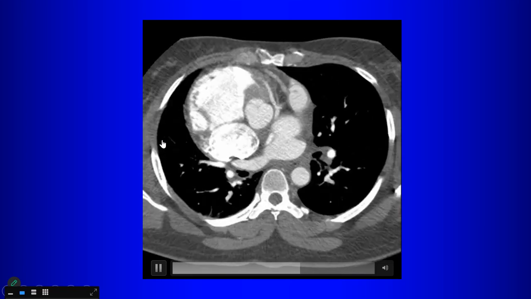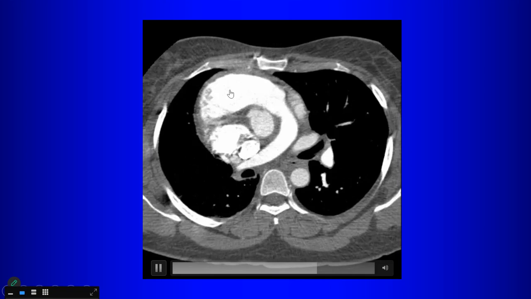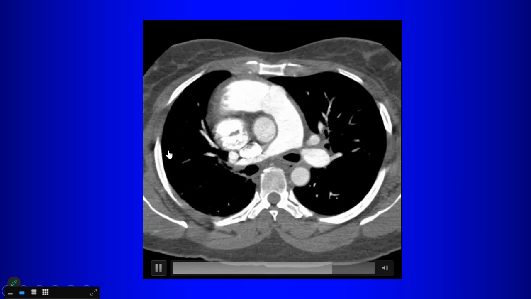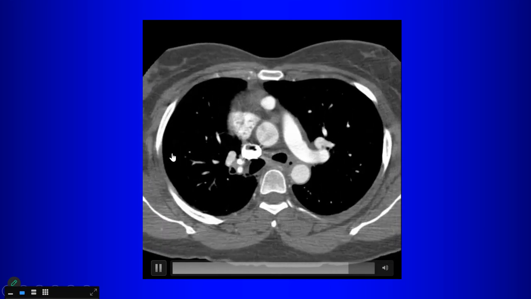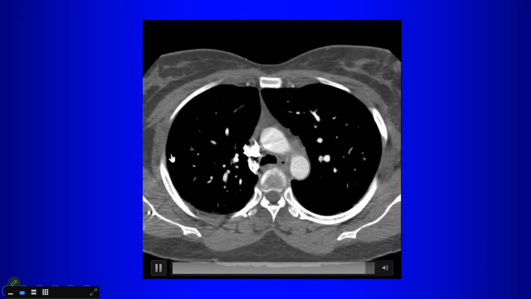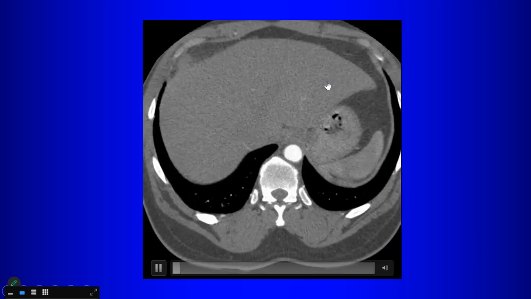You see the moderator band. Moderator band. And is there separation? There's the outflow there. We saw the inflow was down lower. So there seems to be separation between the inflow and the outflow. So that would make that a morphologic right ventricle.